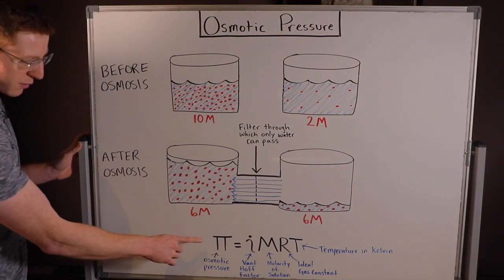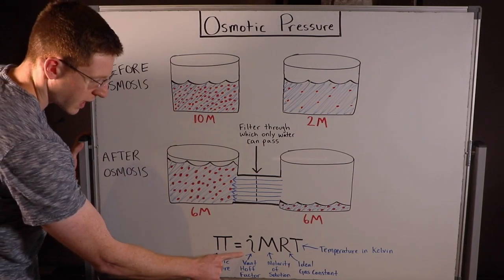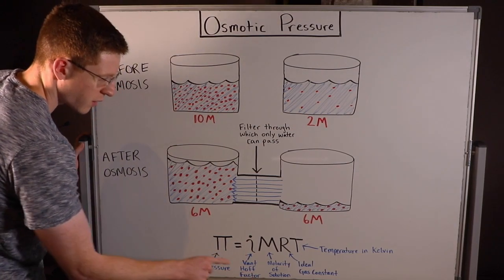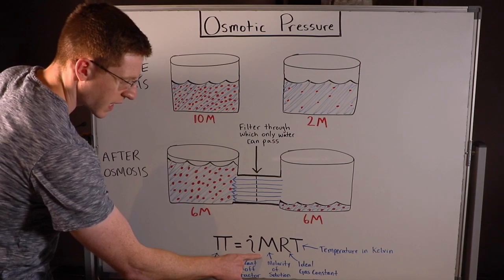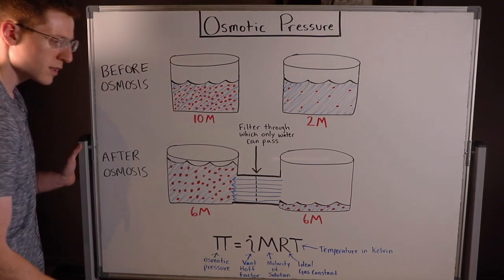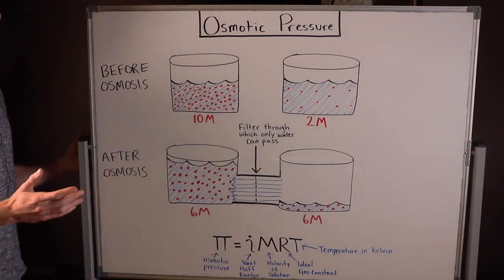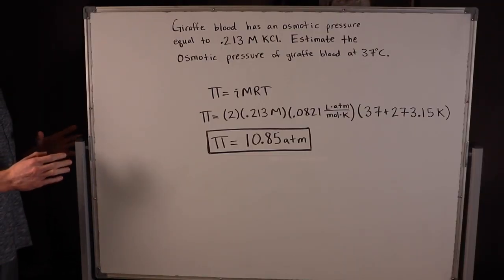And we precisely define it as Pi, the osmotic pressure, is equal to i, the van 't Hoff factor of your solute, times M, the molarity of the solution, times R, the ideal gas constant, times T, the temperature in Kelvin. Okay, so let's do an example problem.